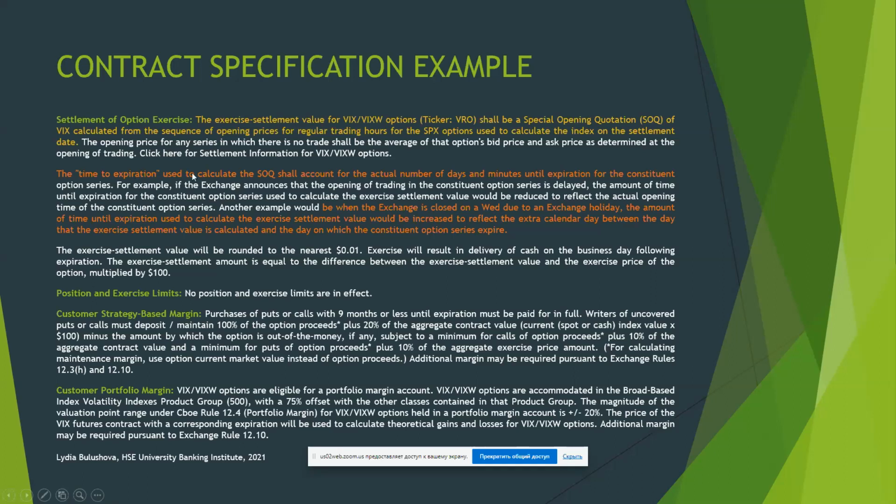So just have a look at these details. What else is important? Customer strategy-based margin. What does it mean? Depending on your strategy, Chicago board requires margin to be posted. The same way as when you short an equity, for example, you have to post margin. When you trade on a futures exchange, you have to post margin. So the same thing here.